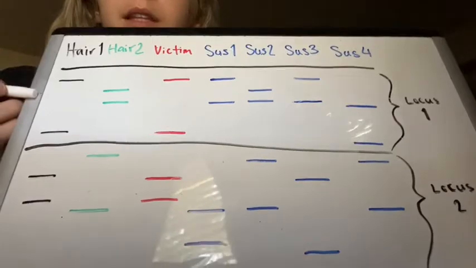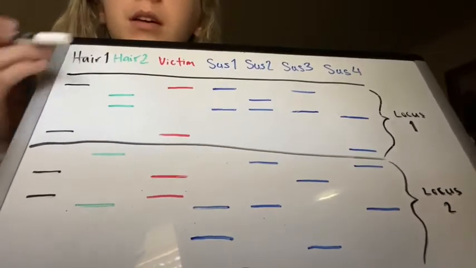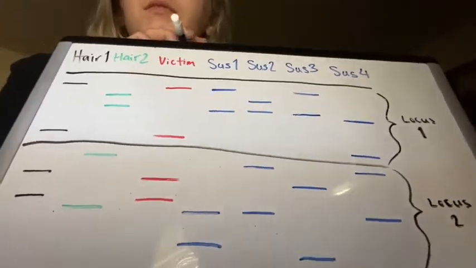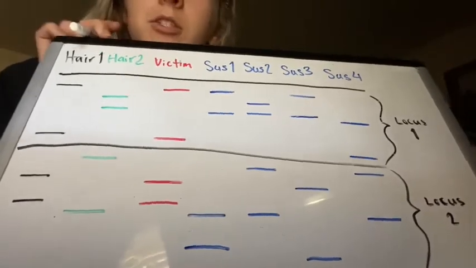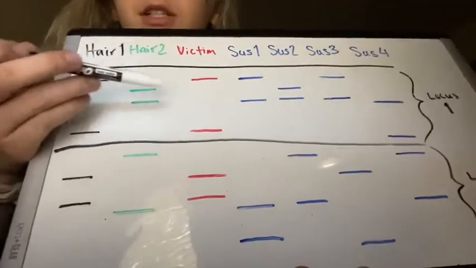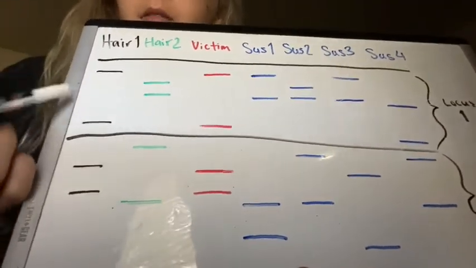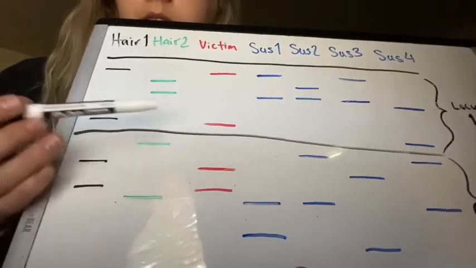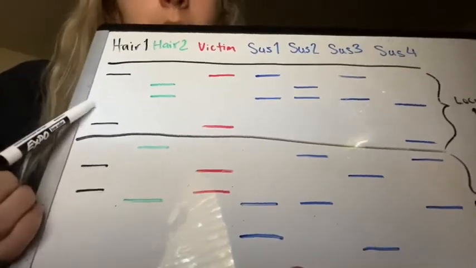So we're just going to look at this first locus first. First we're going to start with the victim, see if it matches either of these hairs. And it matches the first and second allele on the first hair, but neither on the second hair. So there's a possibility that this could be the victim's hair.